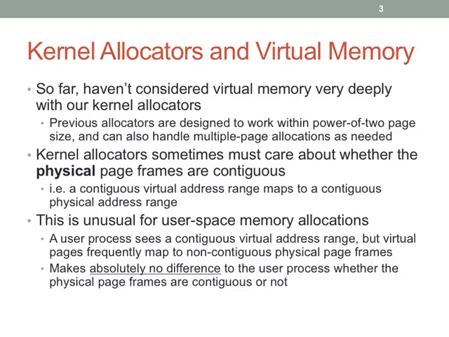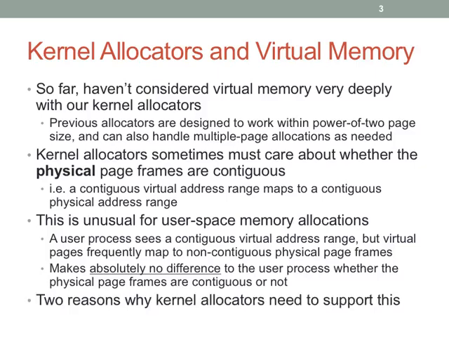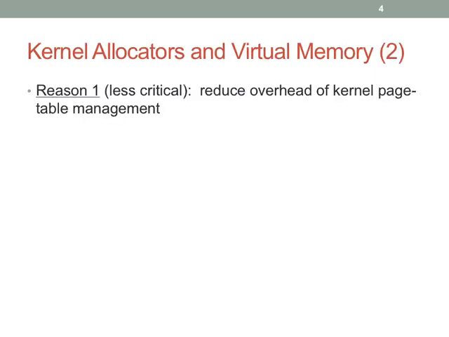Okay, so this is what I was saying before. A user process may see a virtually contiguous region of memory. That's all it really cares about. The memory management unit takes care of the virtual to physical mappings. It just really is indifferent. Okay, so here are the reasons why we care about physically contiguous mappings.